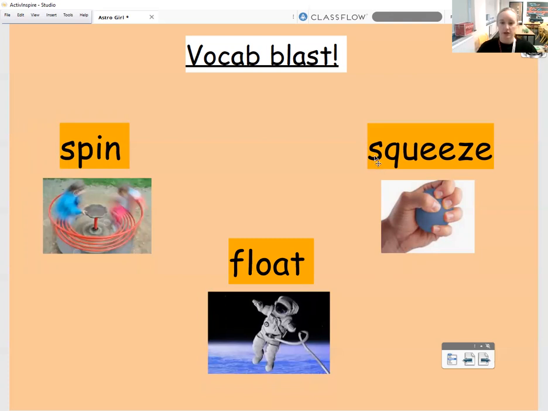Here we've got the word squeeze, okay? If you're squeezing something, it means you're holding onto it really tightly. So in that picture there, you can see there's a hand. They are squeezing that object that they've got in front of them. Okay, so the three verbs we're looking at today are spin, float, and squeeze.